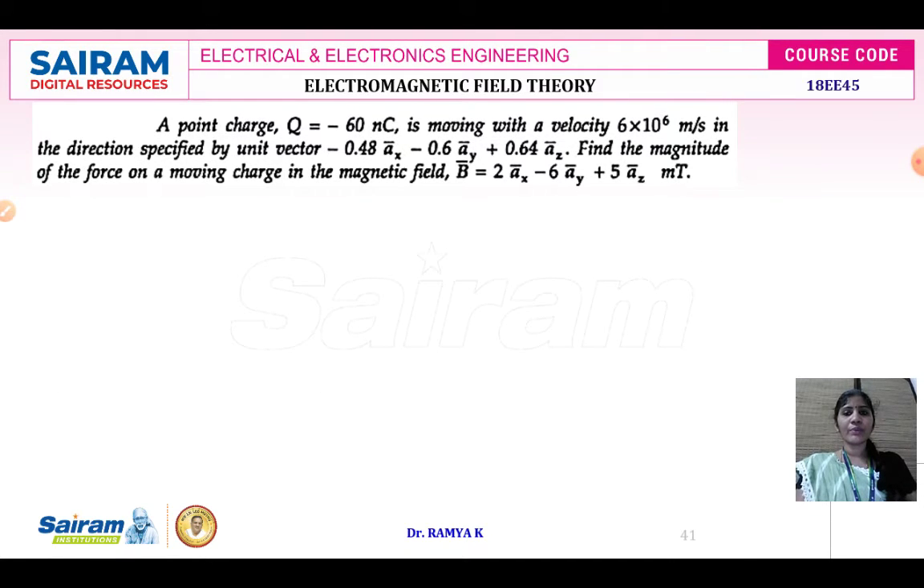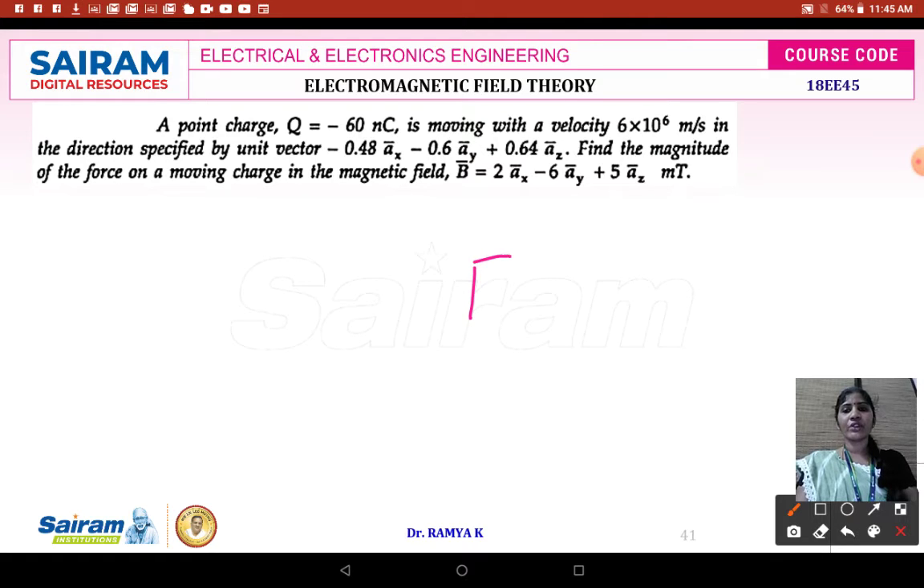Coming back to the second problem, a point charge Q is equal to minus 16 nanocoulomb is moving with a velocity 10 to the power of 6 meter per second in the direction specified by the unit vector 0.48 a_x minus 0.6 a_y plus 0.64 a_z. Here we need to determine the magnitude of the force on a moving charge in the presence of the magnetic field B. The force is F is equal to Q velocity V cross product with the magnetic flux density B.